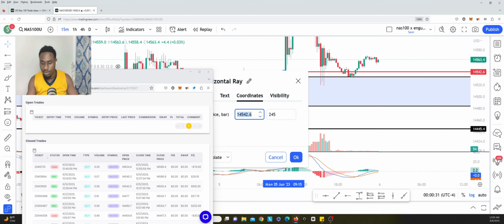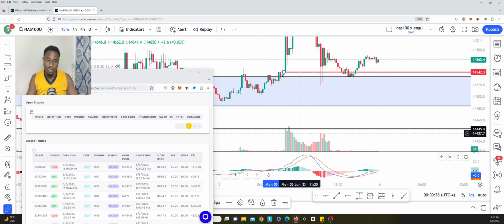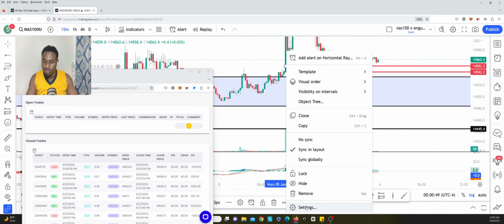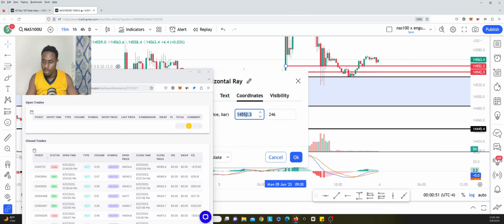So I entered the first trade at 14,542.3 on the 9:15 candle. And then I closed it on the next candle over. That was the 9:37 candle. And that's at 14,592.4.